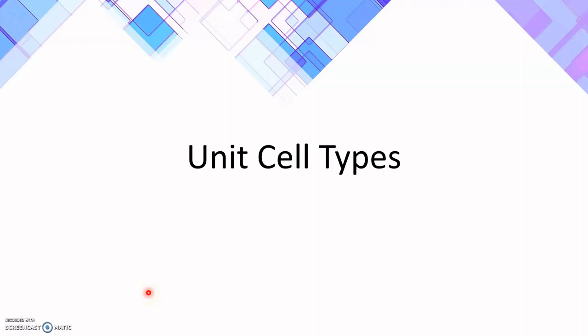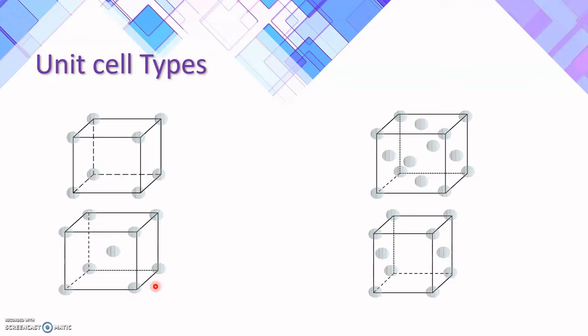Now let's study about the different types of unit cells. Crystals can have 4 types of unit cells. The first one is called simple or primitive unit cell. It is denoted by the symbol capital P. Here, the atoms are present only at the corners of the unit cell.